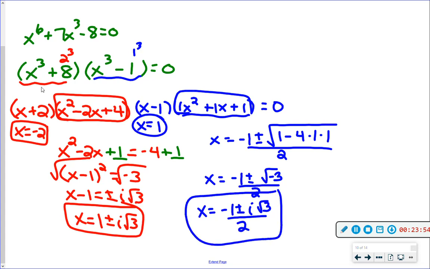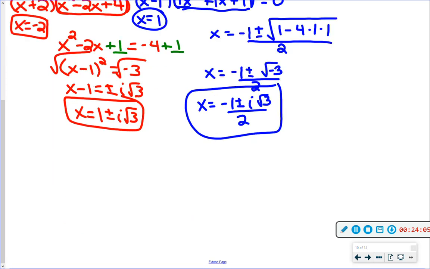Do you have all 6 magical, beautiful answers? Are you out of room for the factors? Do you have room to write the factors? Okay. Let's write all the factors. I had to hit extend page.